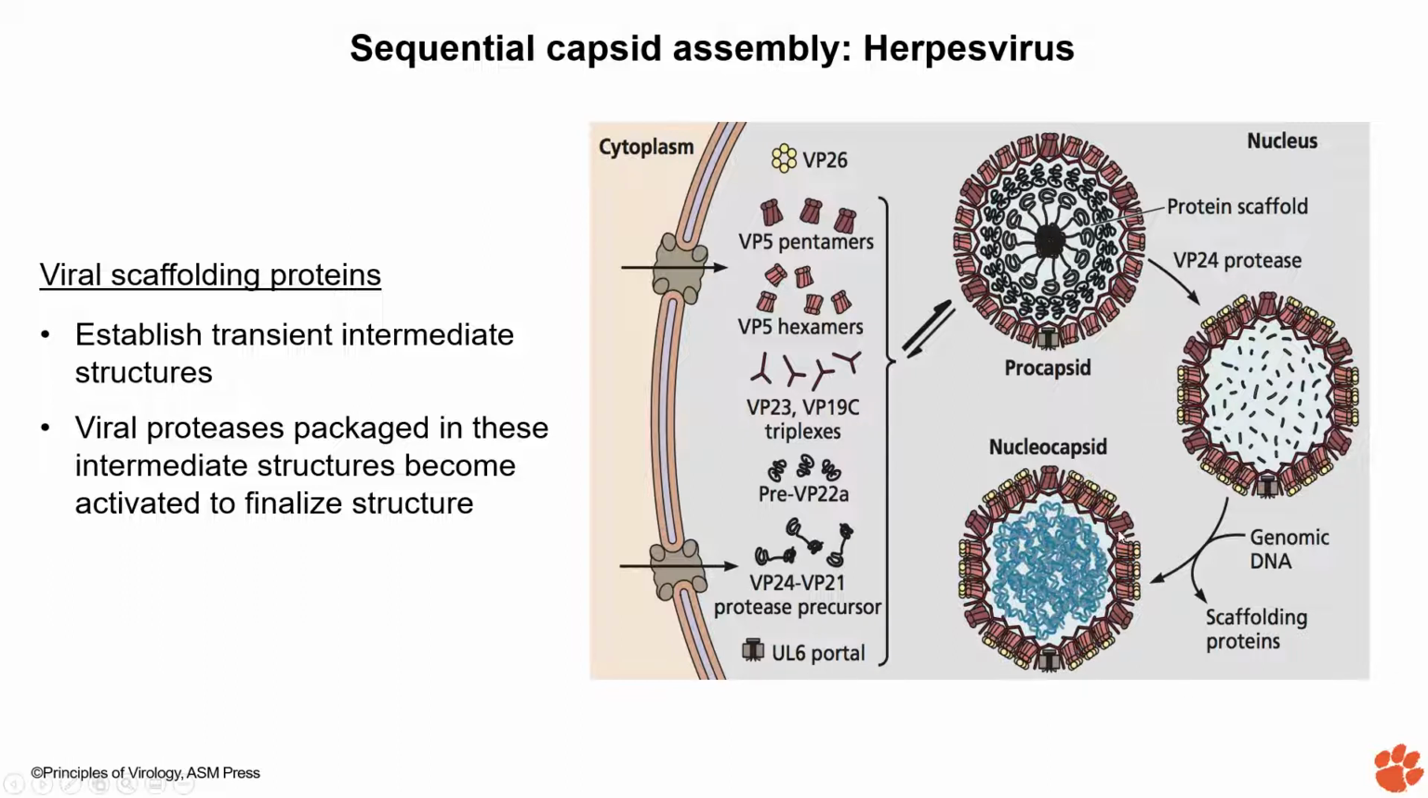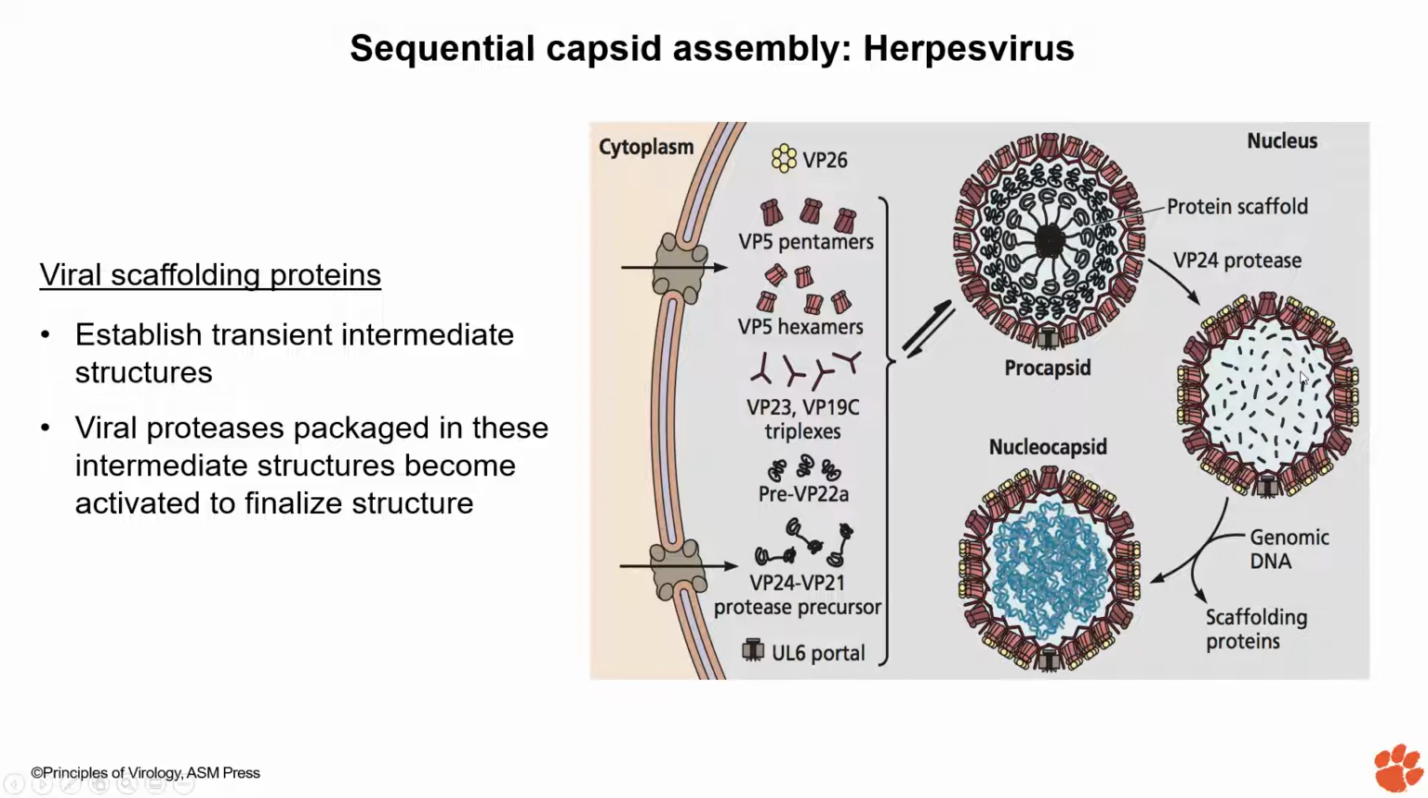So once this structure forms, you can easily see that you have the VP26 at the very top, then you have VP5 pentamers and hexamers all in there. Now what happens right here, you can easily see that you have the pre-VP22A and other VP24, 25.